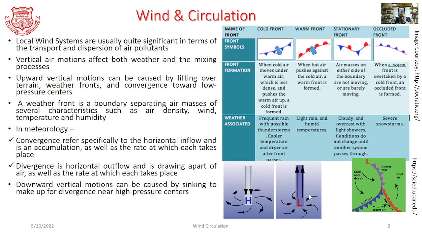In contrast to this low pressure system, there is divergence. In case of divergence, the air mass is sinking below as there is a radial outward movement of that air mass, and this is making up near high pressure systems.